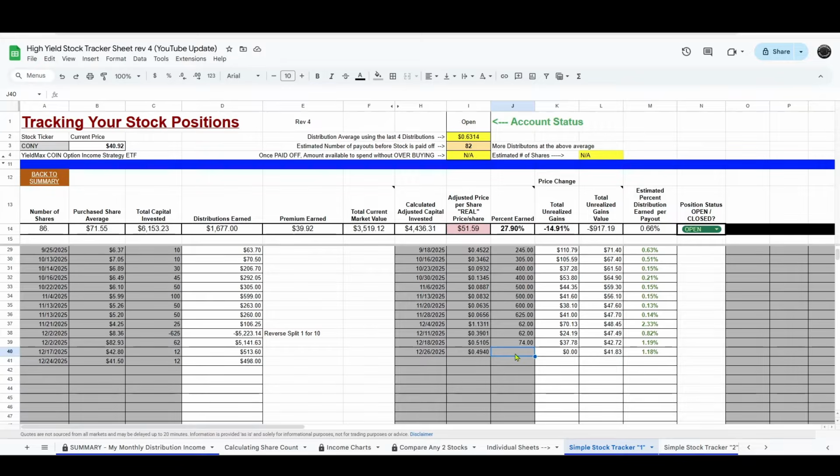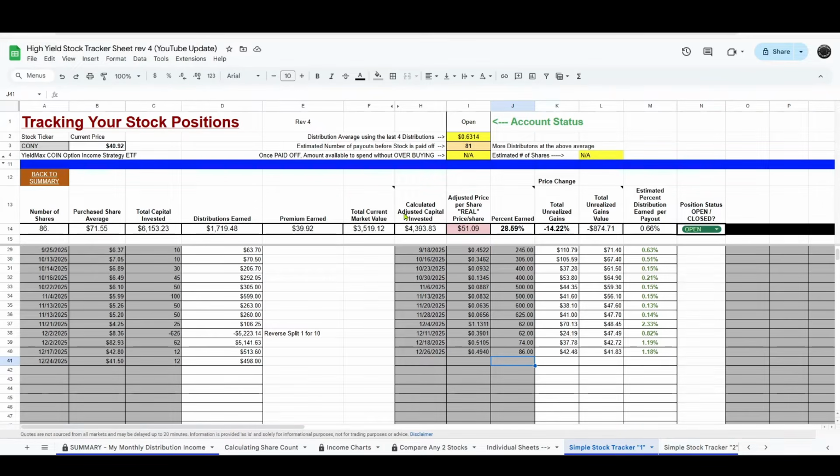So I get to enter in 86 into this column, and let's see what that changes my real price per share to. So 86 shares at that 49 cents will change my real price per share from 51.59 down to 51.09. So instead of that 16% down, looks like I've dropped it down to only 14% down. So yes, I am still down on CONY.